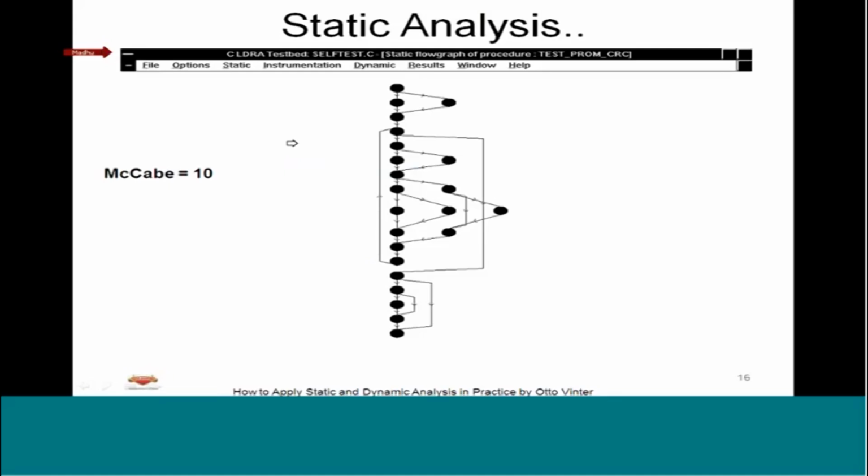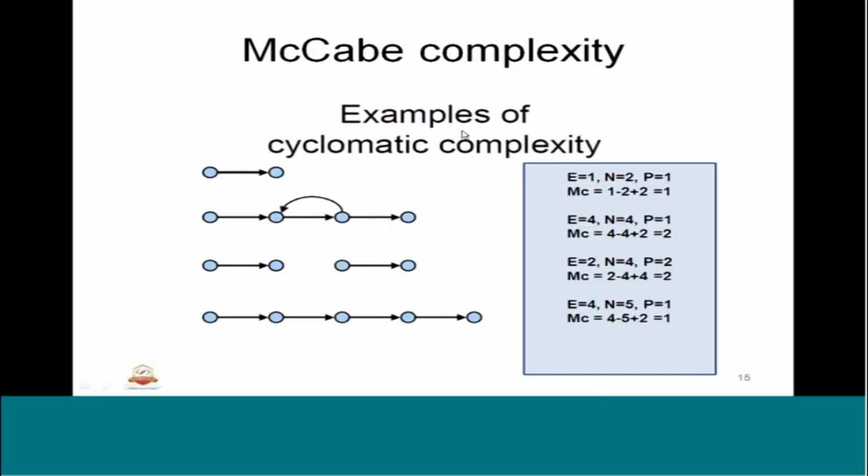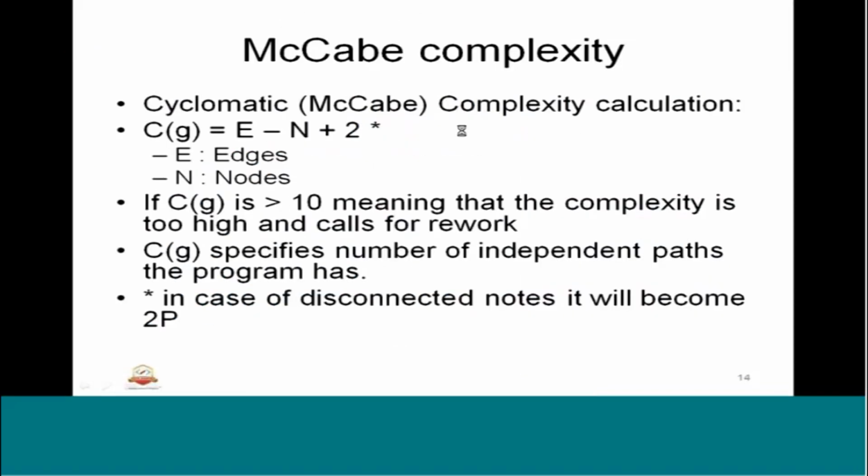So here you can see McCabe is 10. That means the complexity is just in the normal range. You can see the number of independent paths. So one is here, you can see 2, 3, 4, 5, 6, 7 here, and 8, 9, 10 like this. The complexity is arrived at. The tool itself will produce it. You don't have to calculate manually. It's basically with the help of the formula which I spoke about in the previous slide: edges minus nodes plus 2.